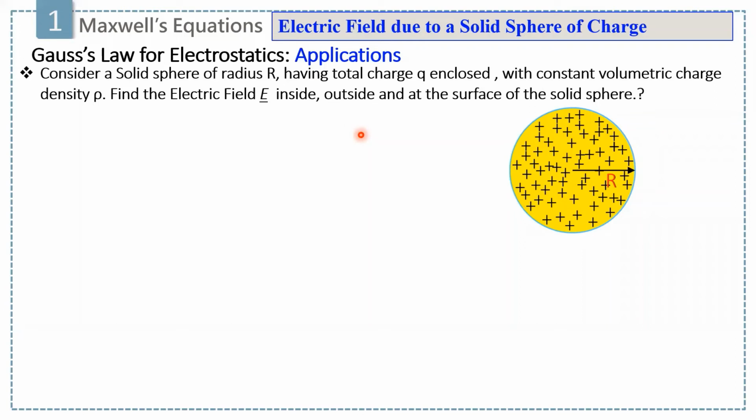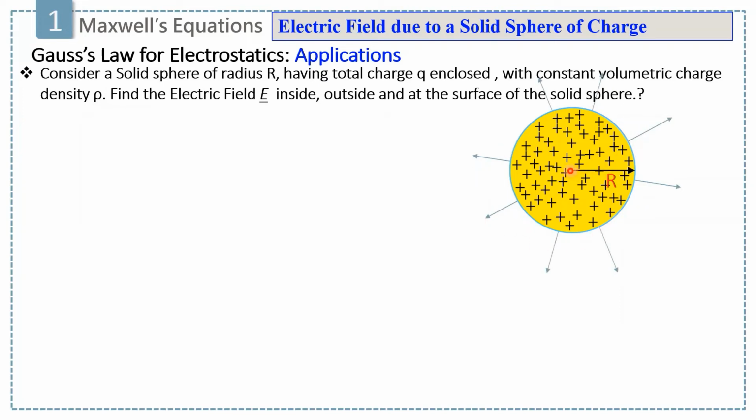In the last lecture, we have taken a case of spherical shell, and we found the electric field inside, outside, and at the surface of the shell. Now in this lecture, we consider a solid sphere of radius R having a volumetric charge density rho, and we want to find the electric field inside, outside, and at the surface of the solid sphere. And we assume that the electric field is everywhere radial and is spherically symmetric.